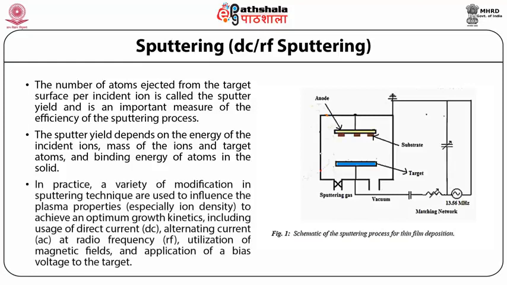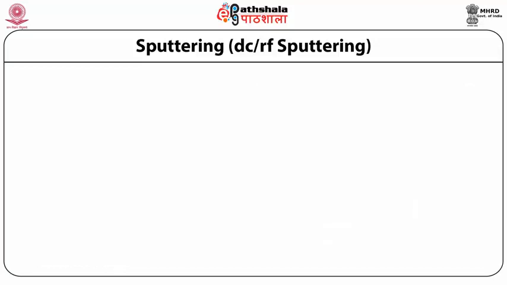So in practice, a variety of modifications in the sputtering technique are used to influence the plasma properties, especially ion density, to achieve optimum growth kinetics, including the usage of direct current (DC), alternating current (AC) at radio frequency, utilization of magnetic fields, and application of a bias voltage to the target.